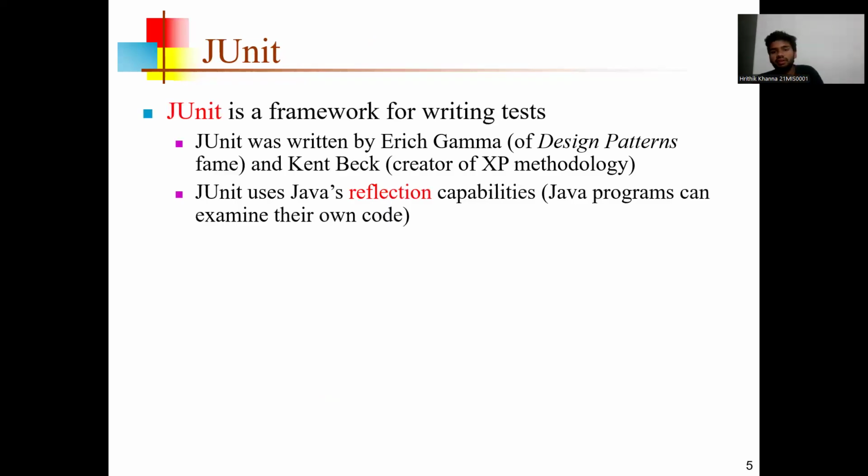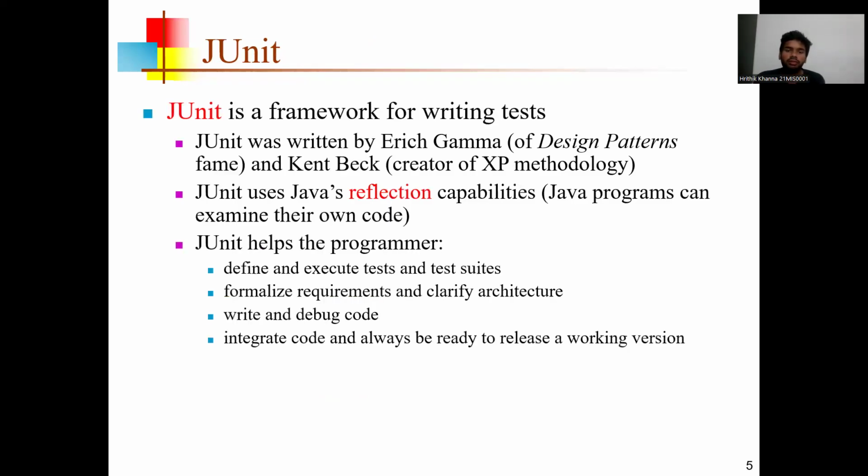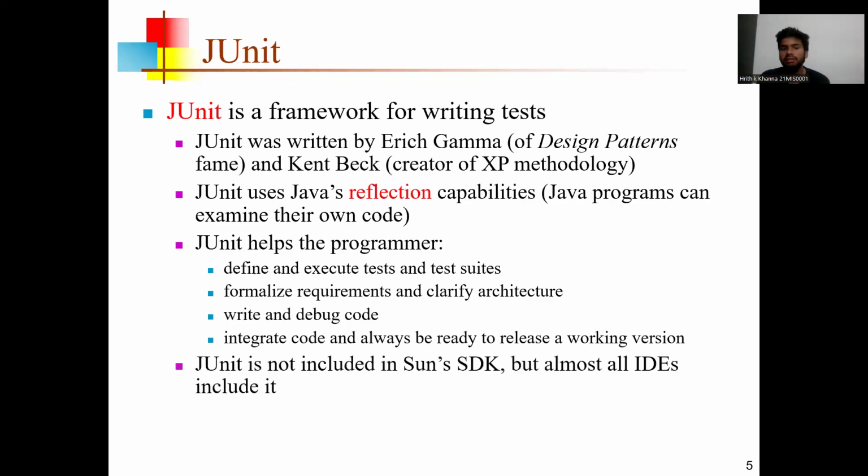JUnit is a framework for writing tests. It uses Java's reflection capabilities. JUnit helps the programmer write and debug the code, integrate code, and always be ready to release a working version.